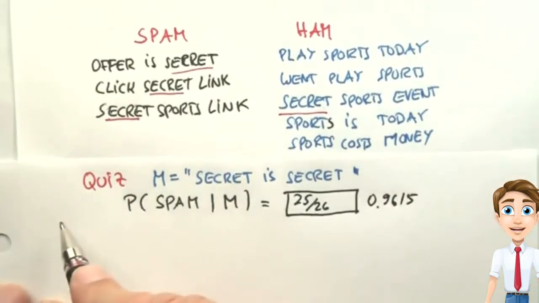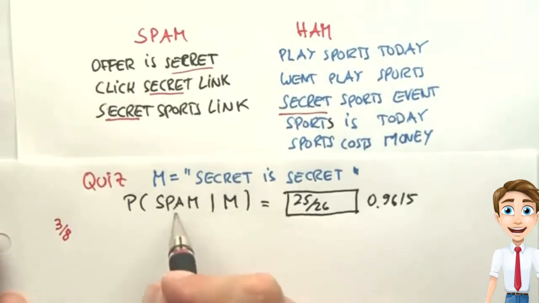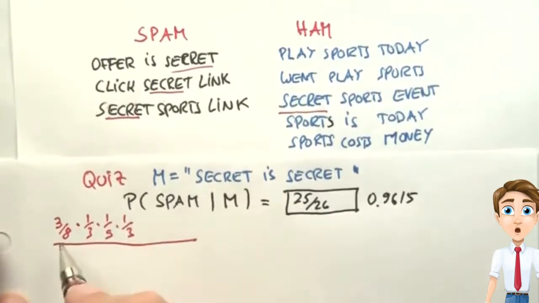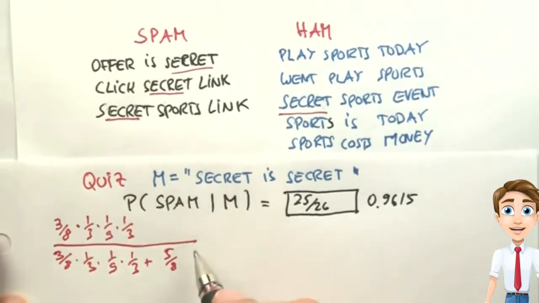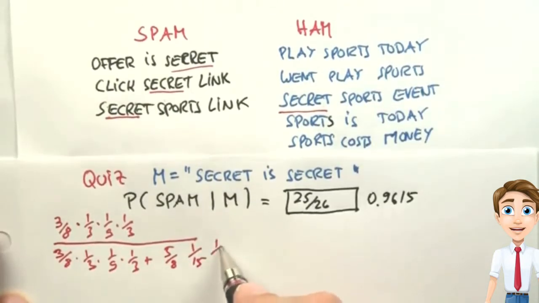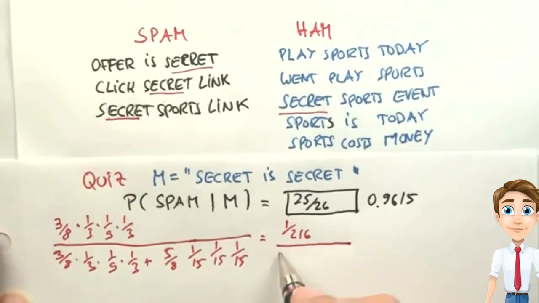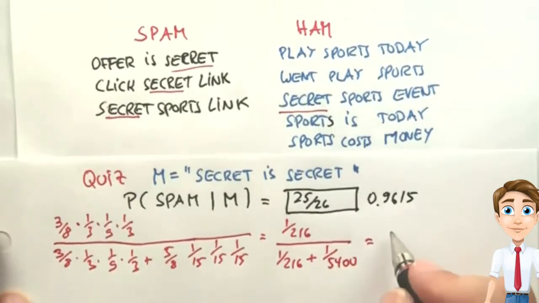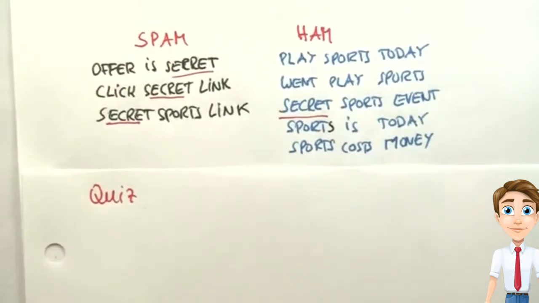0.9615. To see, we apply Bayes' rule, which multiplies the prior for spamness with the conditional probability of each word given spam. Secret carries a third, is a 9, and secret a third again. We normalize this by the same expression plus the probability for the non-spam case. 5/8 is the prior, secret is 1/15, is is 1/15, and secret again. This resolves to 1/216 over this expression plus 1/5400, and when you work it all out, it's 25/26.